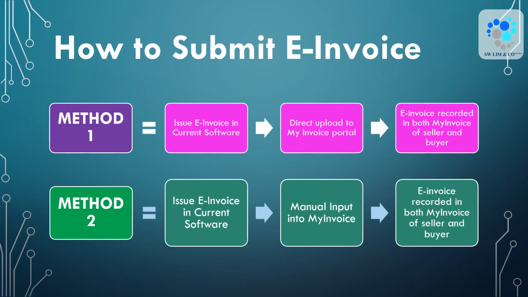The second method is the direct input method. The seller, or the company selling, will need to log into the MyInvois portal and create the invoice manually. If you are using accounting software, then you need to re-input the invoice in the accounting software again. Same, the e-invoice will then be recorded in the MyInvois accounts of both seller and buyer.